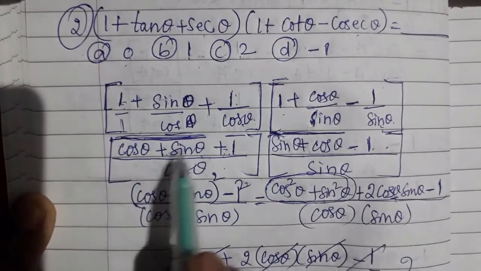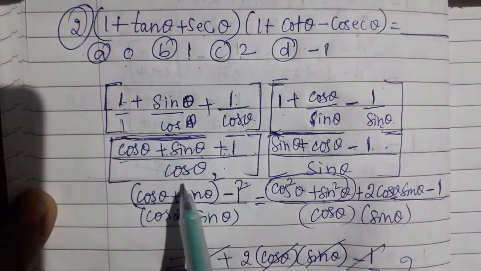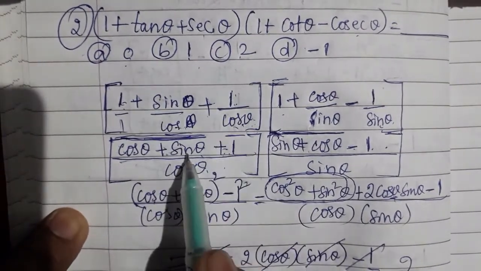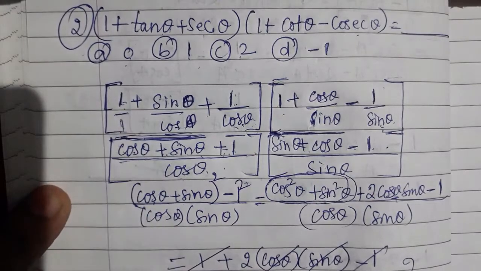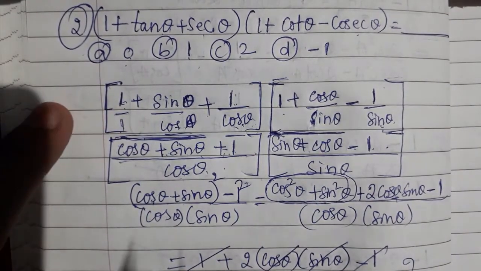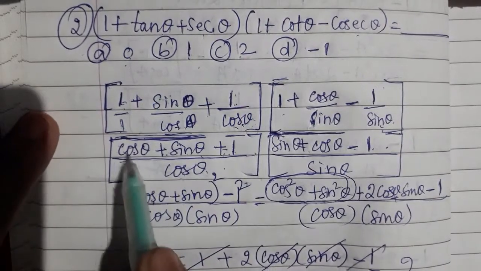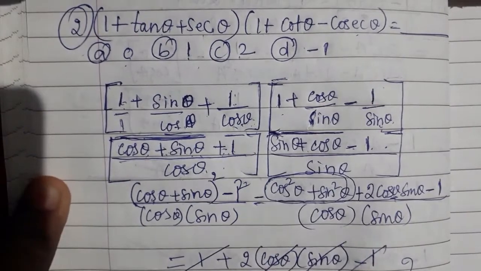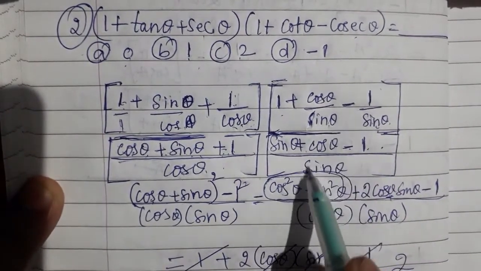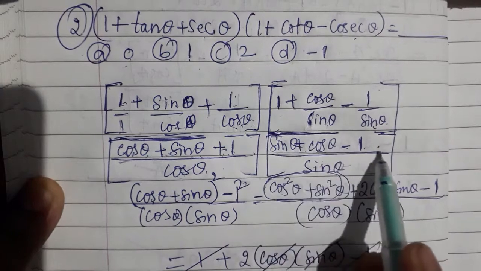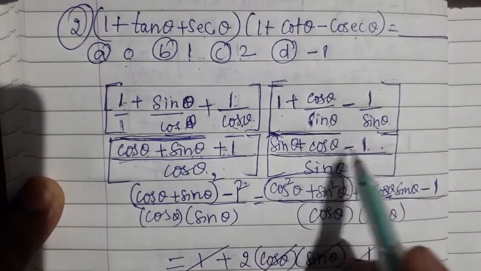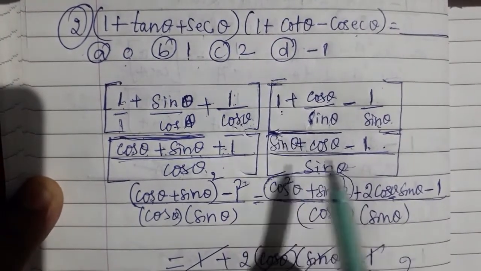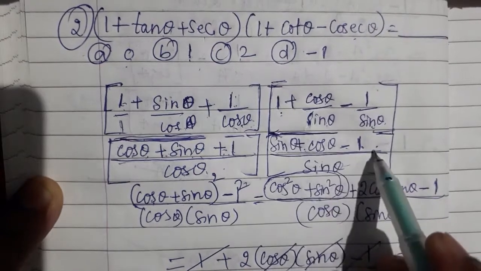Close the bracket. Now take the LCM. Cos theta will become the LCM. Because the denominators are same, the sin theta plus 1 will remain as it is in the numerator. Because you don't have anything here in the denominator, so LCM, that means cross multiply. So 1 into cos theta will become cos theta. So in the numerator you will get cos theta plus sin theta plus 1. Same, sin theta. So LCM will become sin theta. In the numerator, this cos theta minus 1 will remain as it is. Only this will be replaced with sin theta. So in the numerator you will get sin theta plus cos theta minus 1.